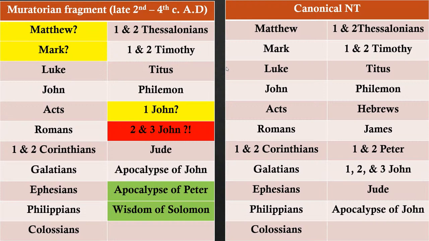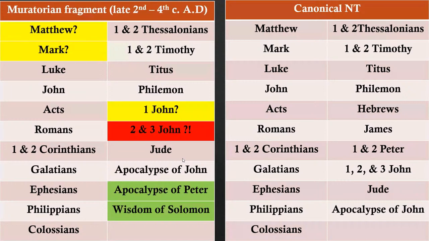Matthew and Mark have a question mark next to them. And that's because in the fragment we have, that part of the fragment is missing. So it's assumed by scholars that those Gospels were included, but we can't say for certain. Then we get to 1, 2, and 3 John. Now, I've put a question mark next to 1 John. And that's because the fragment mentions three epistles of John, and two epistles of John as canon. And we assume that 1 John is probably included in this. But of 2 and 3 John, we're not quite sure which way's up. Could be either, could be an amalgamation of the two.